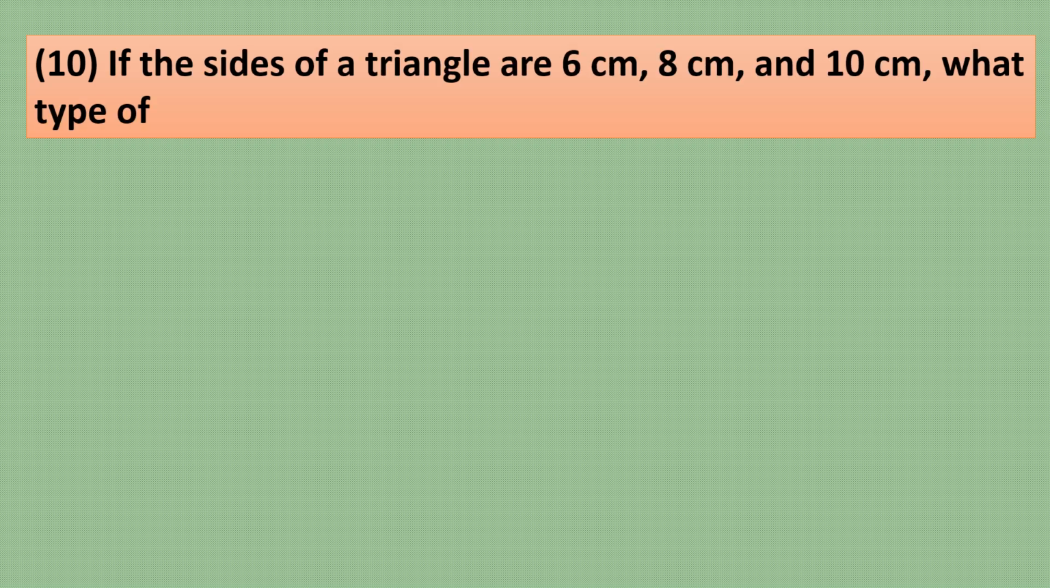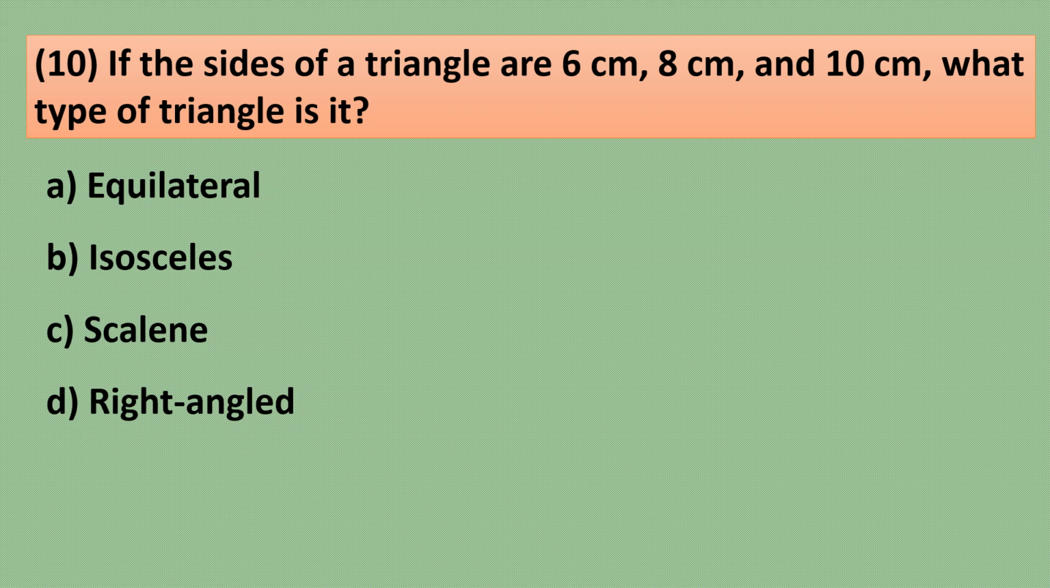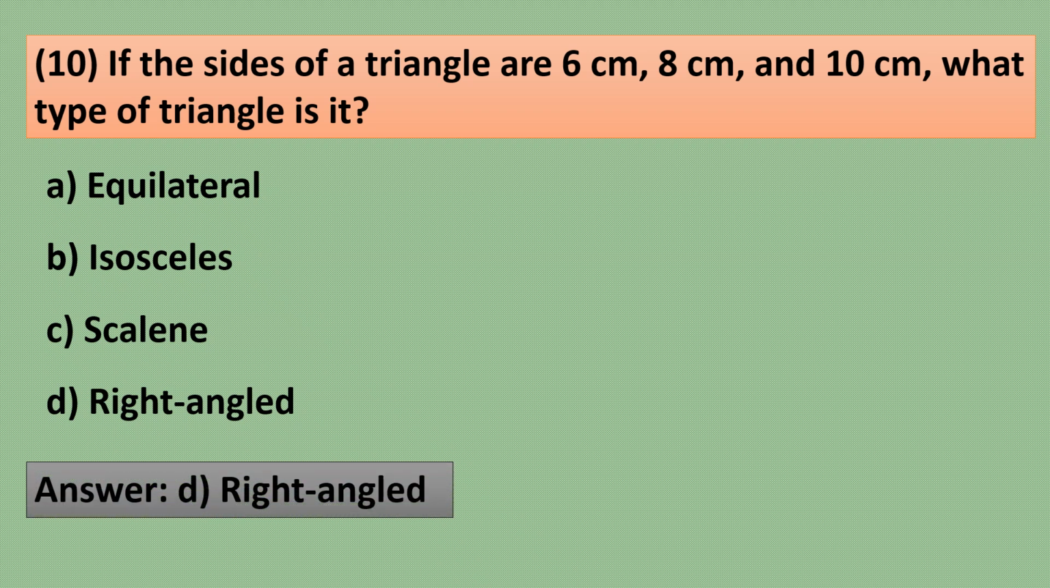This is question number 10. If the sides of a triangle are 6 centimeter, 8 centimeter, and 10 centimeter, what type of triangle is it? A. Equilateral triangle, B. Isosceles triangle, C. Scalene triangle, and D. Right angle triangle. And the answer is right angle triangle.